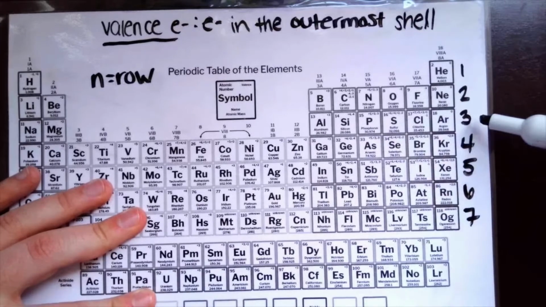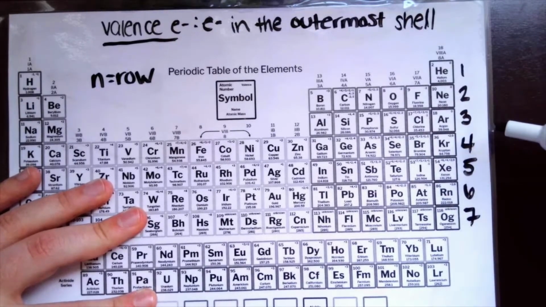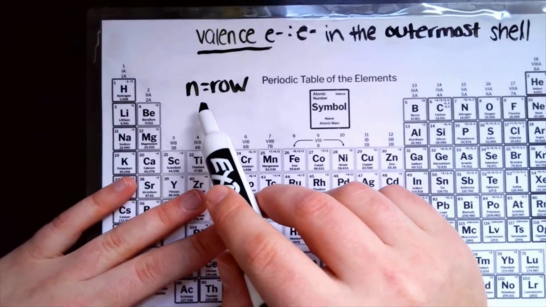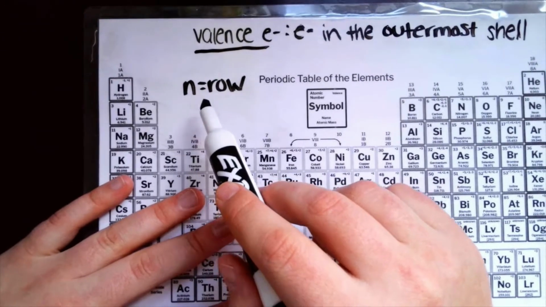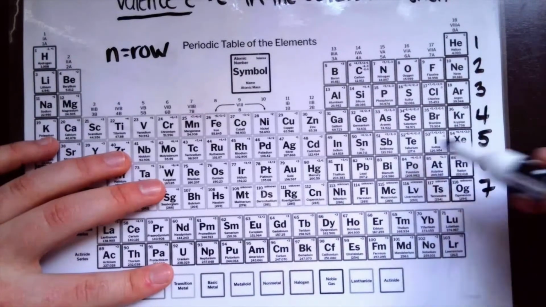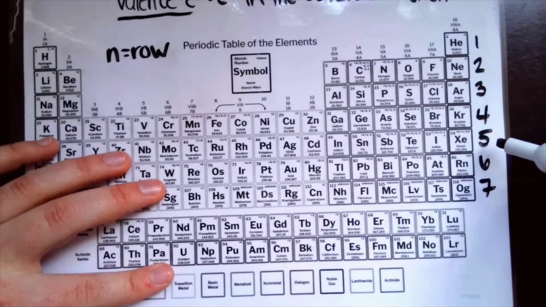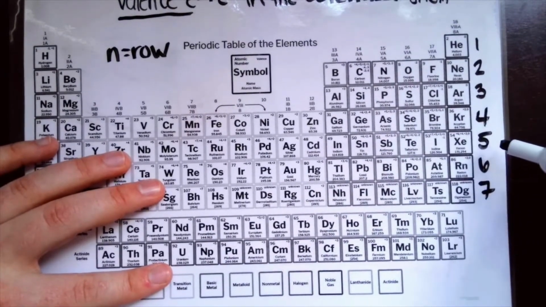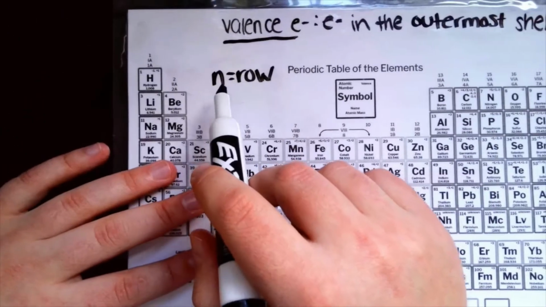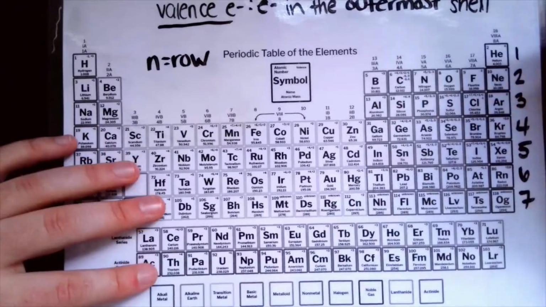Sulfur is in the third row, the third period. So that means that the valence electrons, the outermost electrons in sulfur, have a principal quantum number of 3. So they're in the third energy level. Looking at tellurium, for instance, tellurium is in the 5th row on the periodic table. So its valence electrons have a principal quantum number of 5 and are in the 5th energy level.